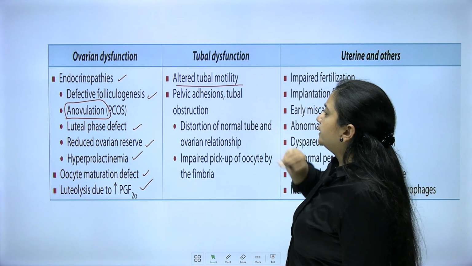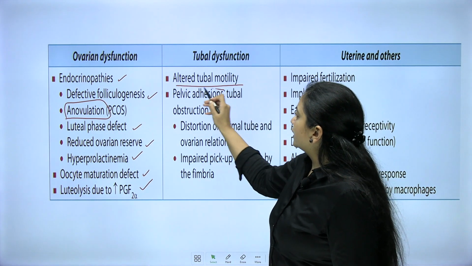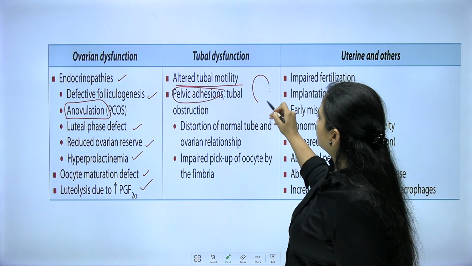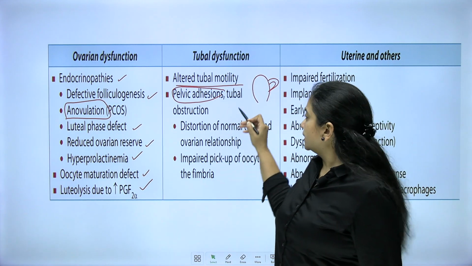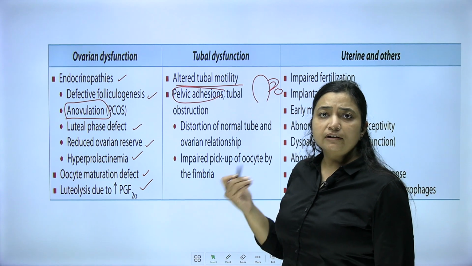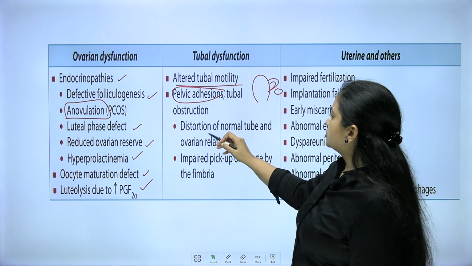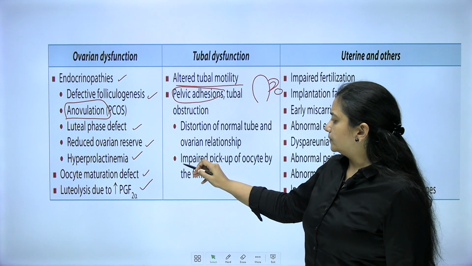altered tubal motility. Patency may be there, but motility is altered. Pelvic adhesions. This is the uterus, probably the tube is adherent over here. So it is patent, but the direction changes, so the tubo-ovarian relationship is changed. It is not able to pick up the ovum. Distortion of the normal tube and ovarian relationship, impaired pickup, right?